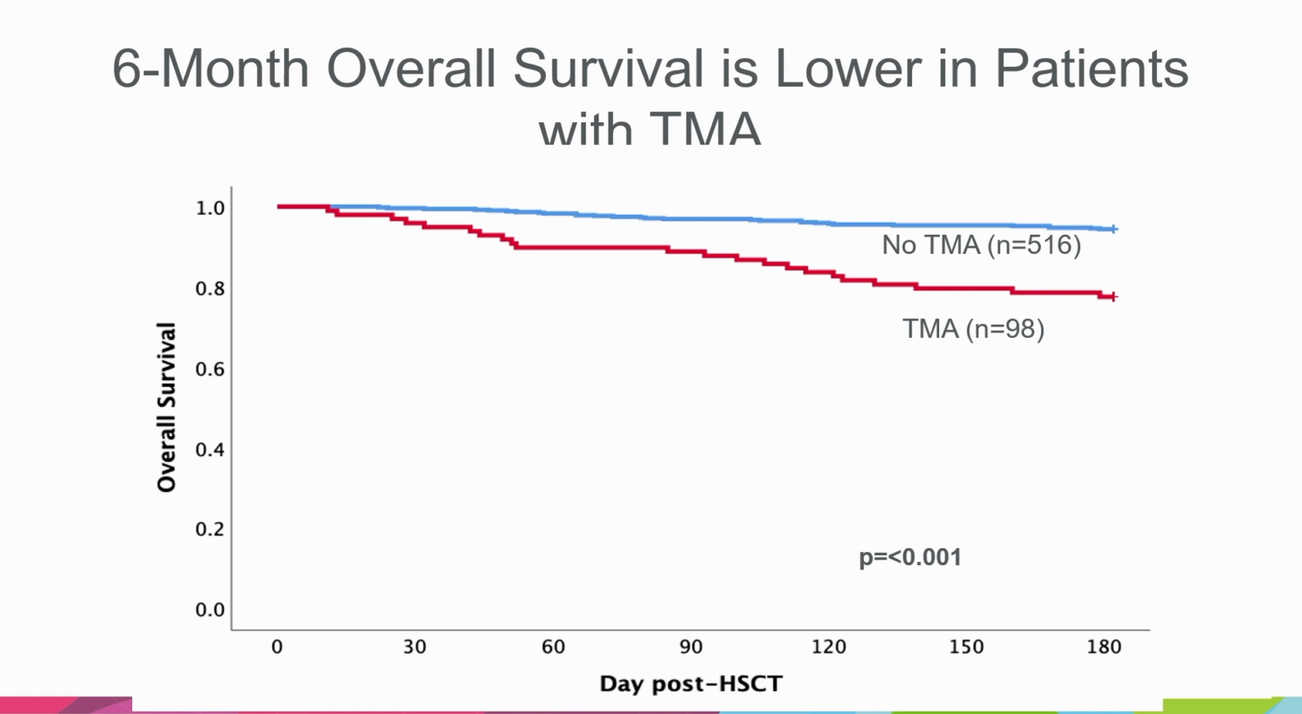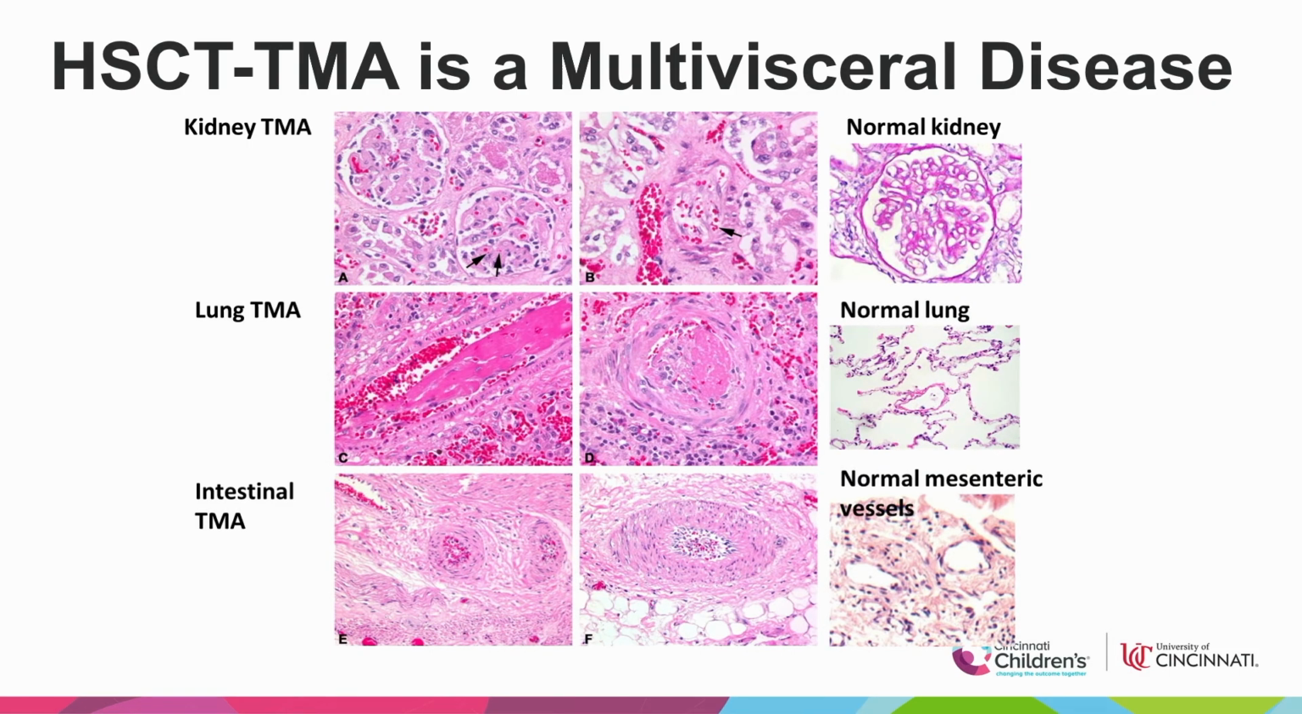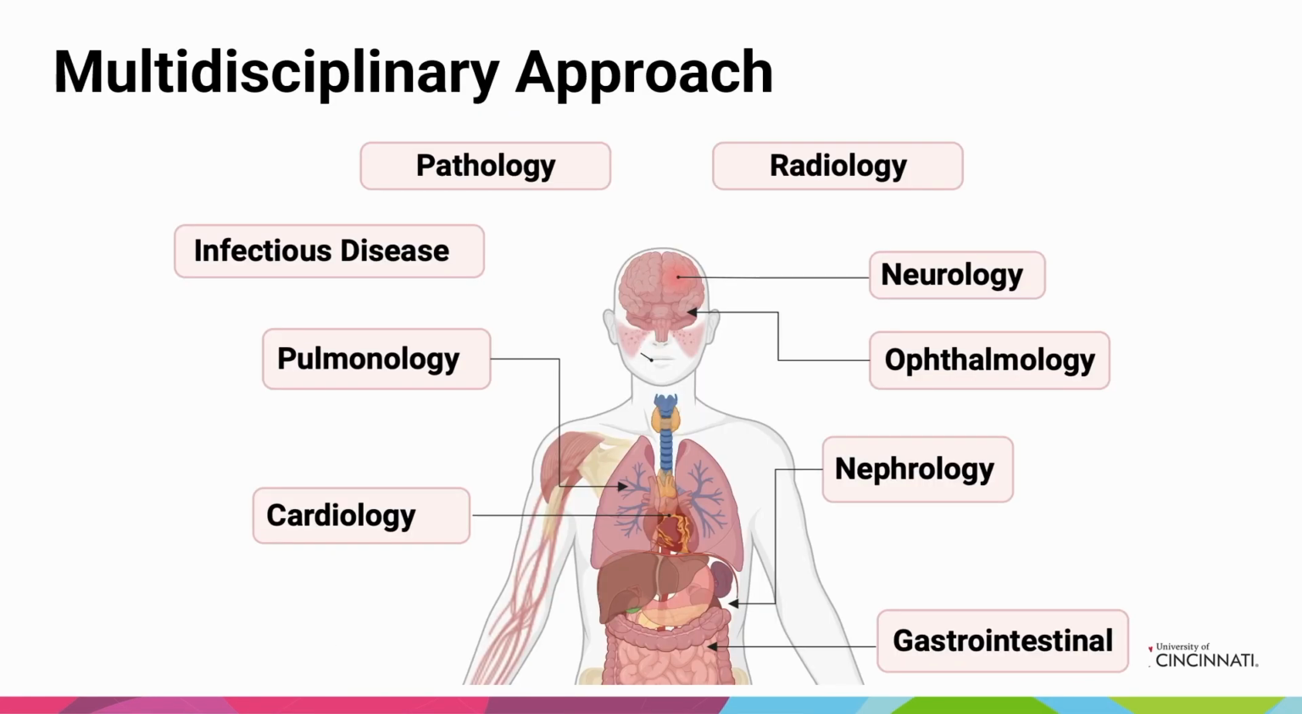And it's getting, so we say there, it's underdiagnosed too. You've got to screen for it, you've got to look for it. So it's a multivisceral disease, and it requires a multidisciplinary approach. So you need to have radiology, you need to have cardiology.